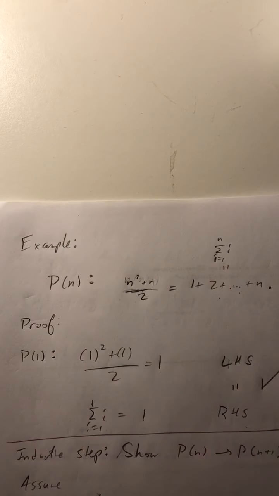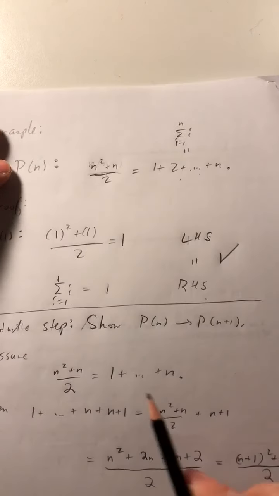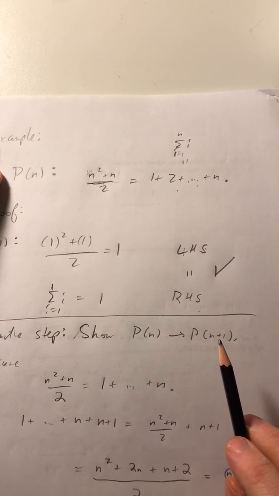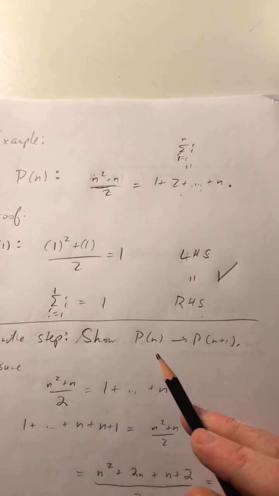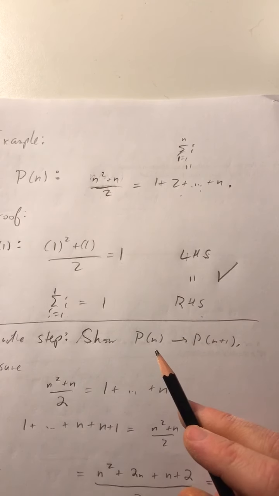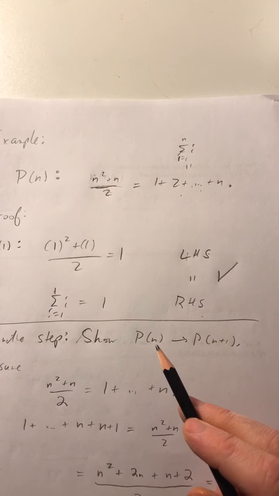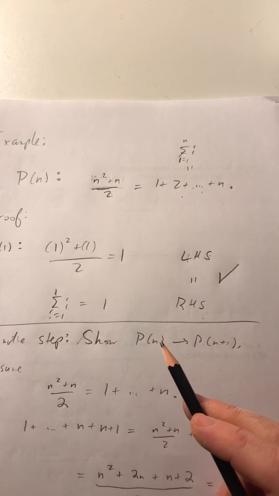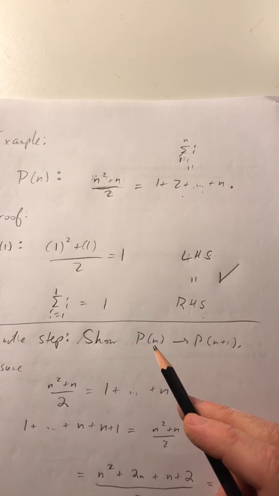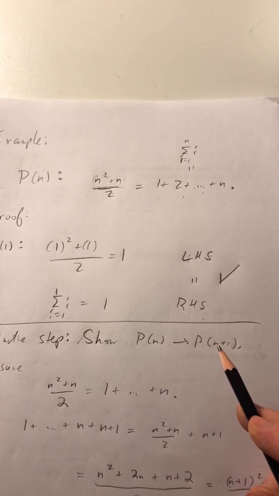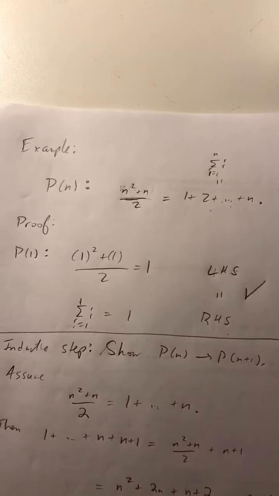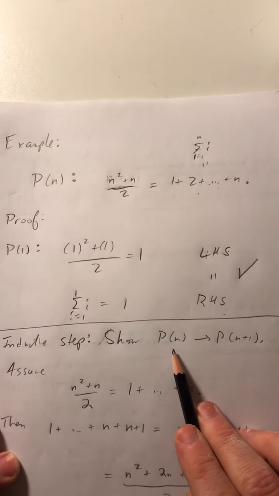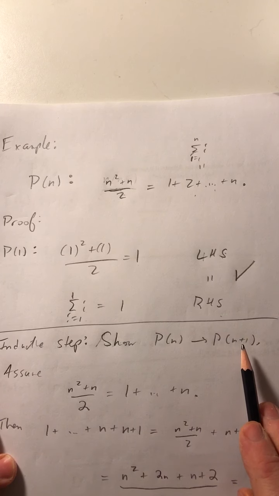Now I would like to show that P of n implies P of n plus 1. Here I'm not proving that P of n is true, and I'm not actually even unconditionally assuming that it is. I don't really care if P of n is true for this part of the problem, but I'm going to show that if it happens to be true, then this one is also true. So that's how we do the inductive step: I'm going to assume P of n is true, and then prove that P of n plus 1 is true.